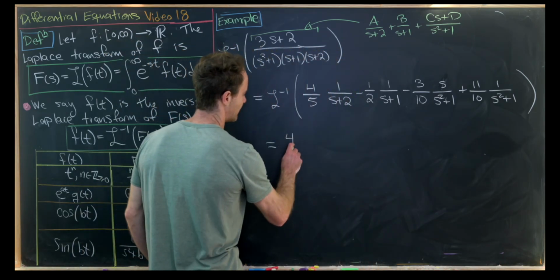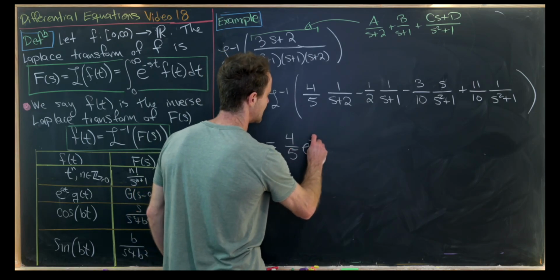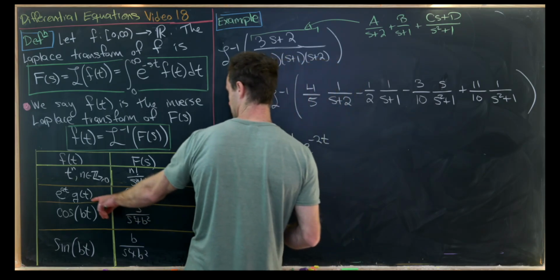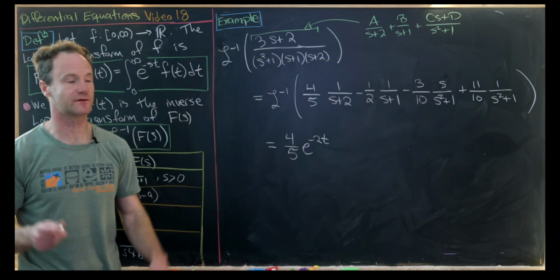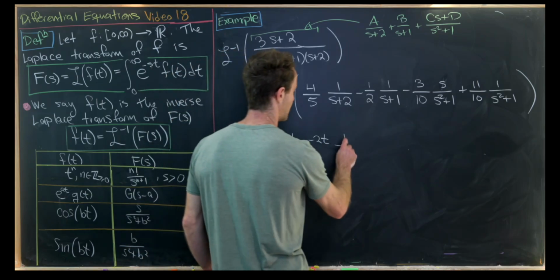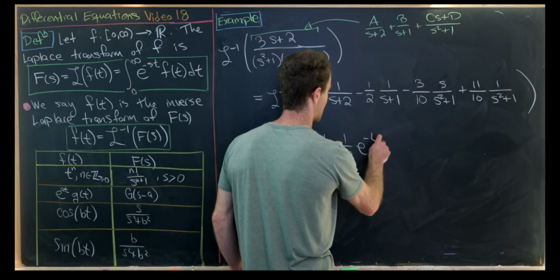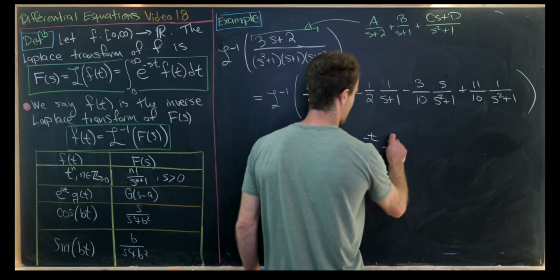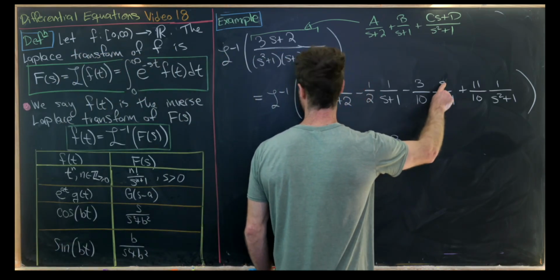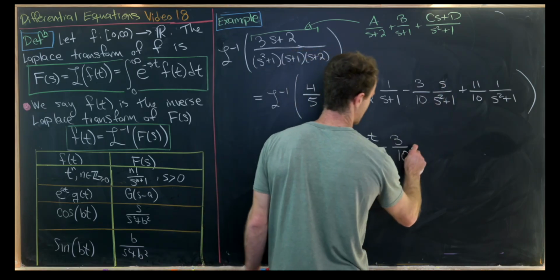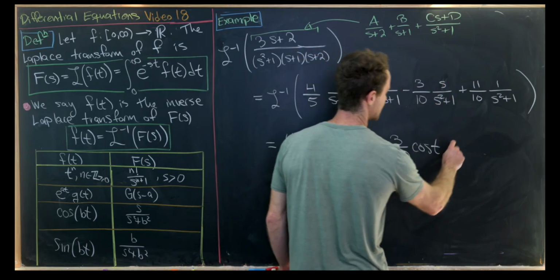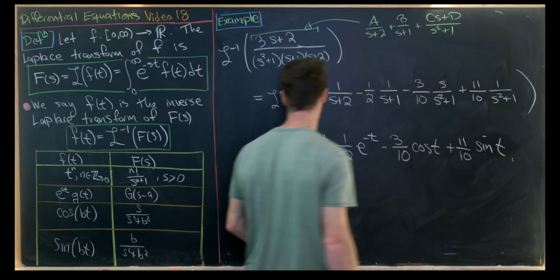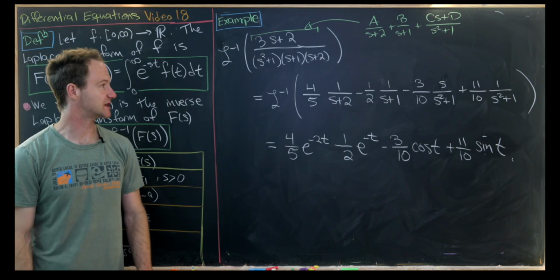So notice we'll have 4/5 and then we'll have e to the minus 2t by this shifting rule right here, where we just have the function g as the constant function 1. And then we'll have minus 1/2 e to the minus t for the same sort of reason for that second linear term. And then we'll have minus 3 over 10. So we've got s over s squared plus 1, that will be cosine of t. And then plus 11 over 10, and that will be sine of t. And that's our inverse Laplace transform.